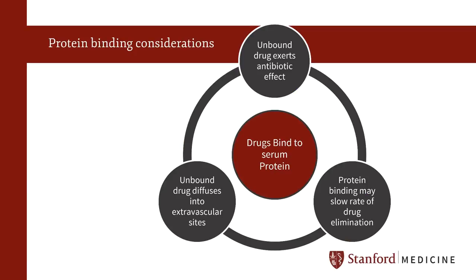Most drugs are reversibly bound to serum proteins such as albumin and alpha-acid glycoproteins. The extent of protein binding varies considerably between different drugs. For example, only 10 to 30% of total serum concentration of gentamicin is bound to serum protein, compared with 90 to 95% of ertapenem. Serum protein binding is an important consideration because: 1. Only unbound drug is thought to exert an antibacterial effect. 2. Only unbound drug diffuses into extravascular sites. And 3. Protein binding may slow the rate of drug elimination, increasing the half-life and thus allowing a longer dosing interval.